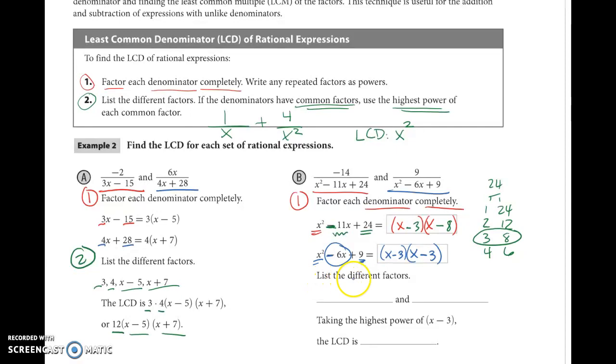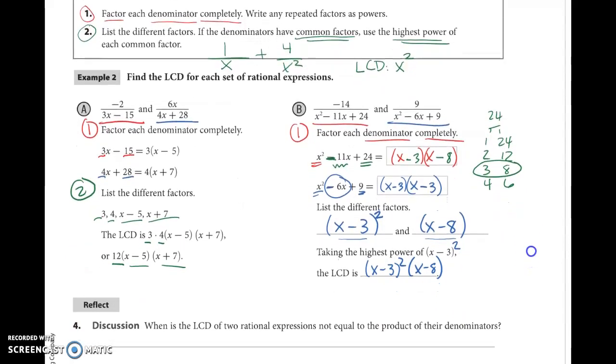Alright, now it says to list the different factors. So the different factors that I have are, let's see, x minus 3 and x minus 8. And then for this one, I have x minus 3 squared. Right? And it says taking the highest power of x minus 3, which we said is squared, our LCD is going to be this multiplied by this. So I'm going to have this x minus 3 squared times the x minus 8, and that is my LCD.